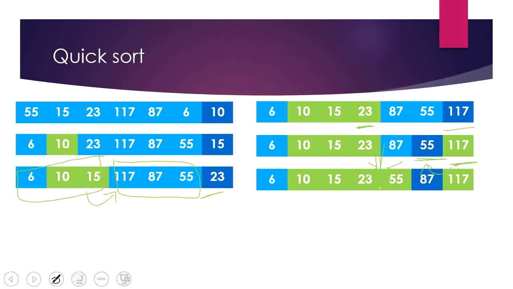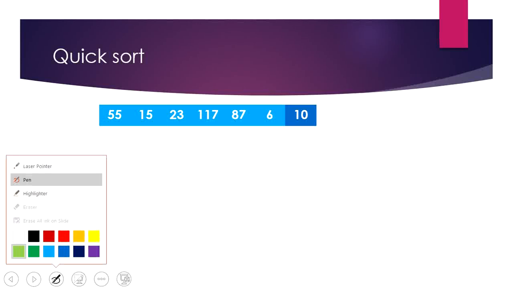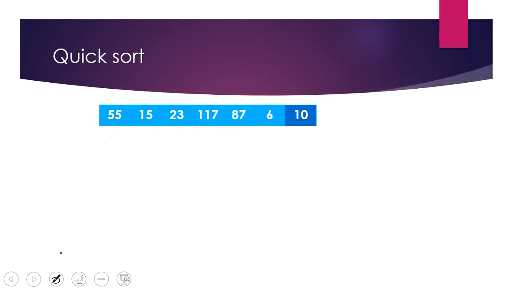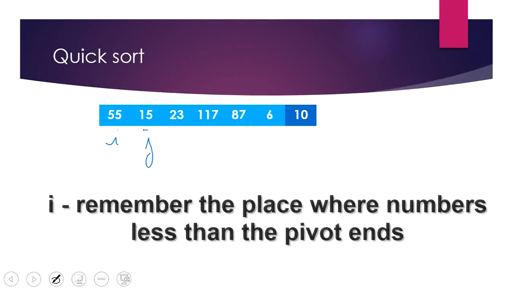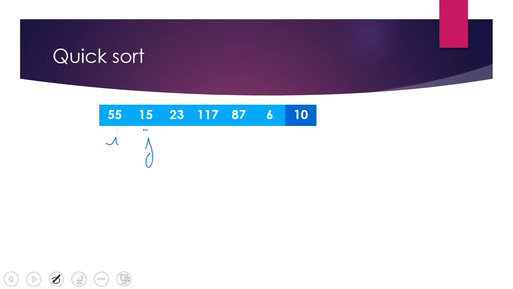So how is it going to work programmatically? Let's start iterating our given array by having two pointers, i and j, starting at the initial positions. The job of i is to remember where the numbers less than the pivot end. If you're not getting it, you will get it after one pass. The job of j is to scan the array. Every time for every i, it scans the array.